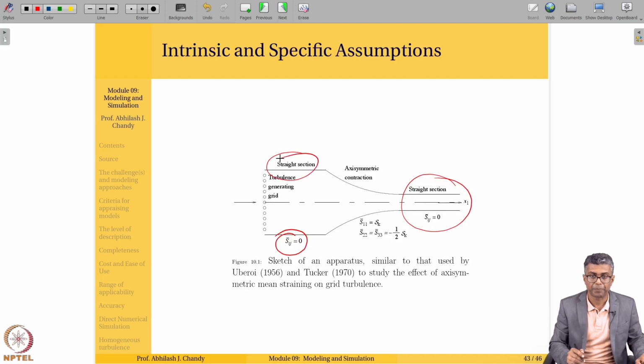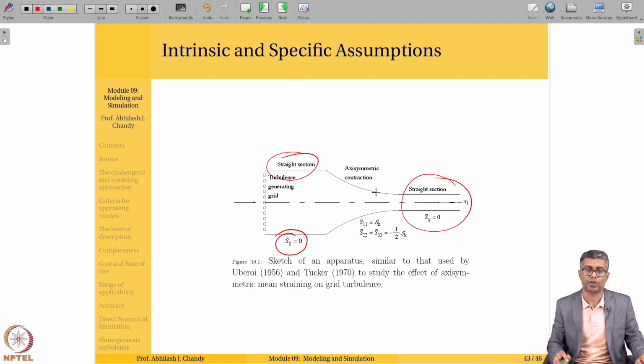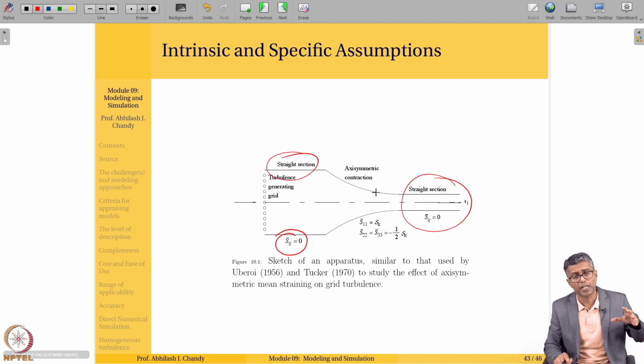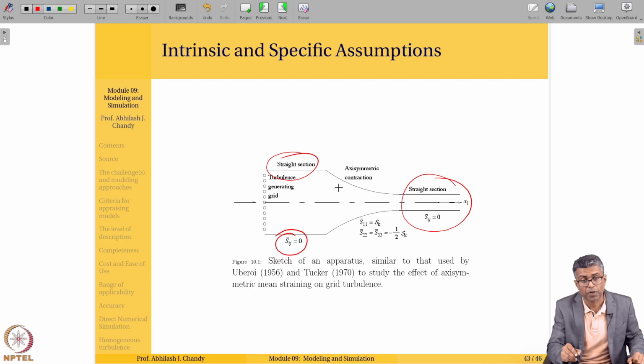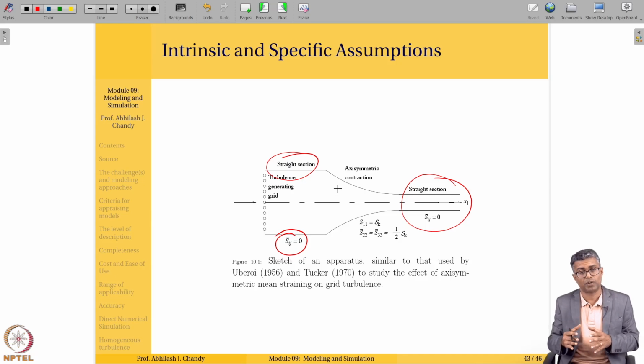Here it was okay, but once it passes through the contraction, the anisotropy causes turbulence which takes some time to decay, right? It is not going to be decaying immediately. Whereas what we do with the intrinsic assumption is that we say if the mean strain rate is 0, boom, your Reynolds stress is 0. Whereas in reality, that is not what happens. It takes a little while for the turbulence to decay because of this contraction.